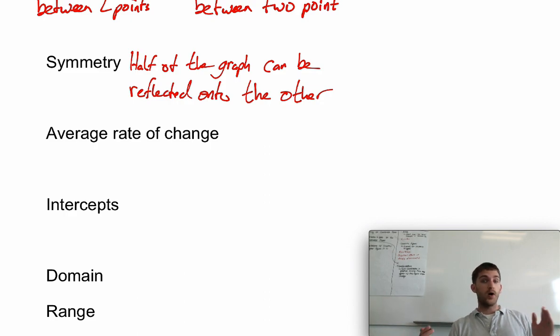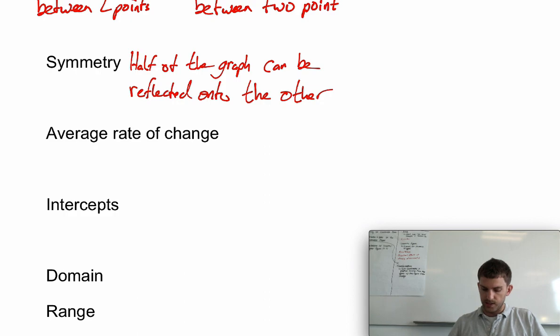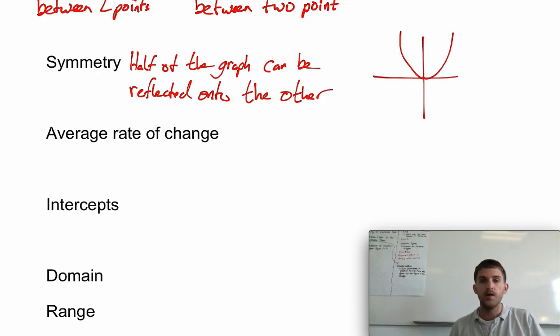So for example, if you have a quadratic graph, like you were looking at yesterday, they can reflect on top of each other. So it's symmetrical if we're just doing a parent graph here. It's symmetrical, and we'll talk about over what axis. We'll talk about the axes later.